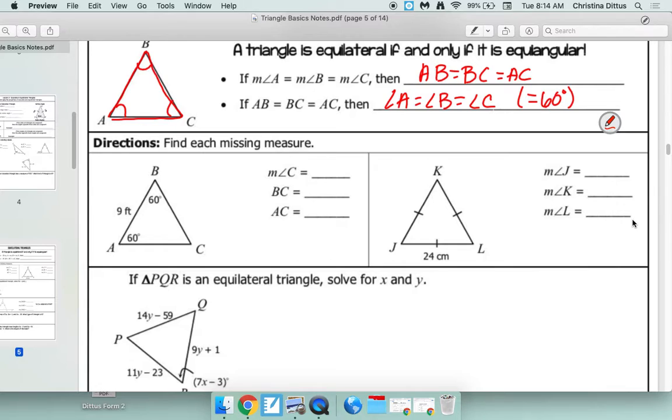So super important not to use angle measures for sides. Alright, so down here, I got A is 60, B is 60. How big is C? 60. If AB is 9, how big is BC? And AC? 9. Easy peasy lemon squeezy? Yeah. How big are each of these angles over here? 60. And we know that because it says all of our sides are the same.